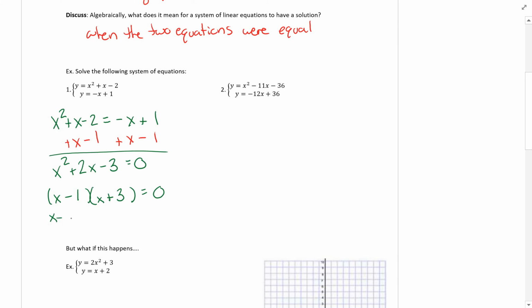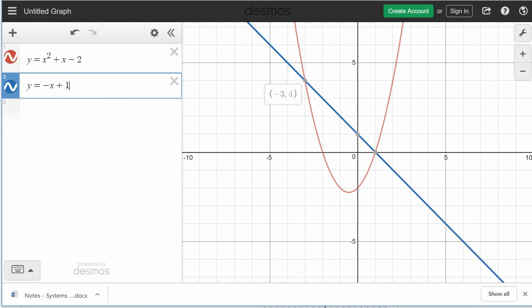That means x minus 1 equals 0 and x plus 3 equals 0, so x must equal 1 and x must equal negative 3. Again, those were the two x values that we got from our graph. If we take a look, our two x values are negative 3 and 1.